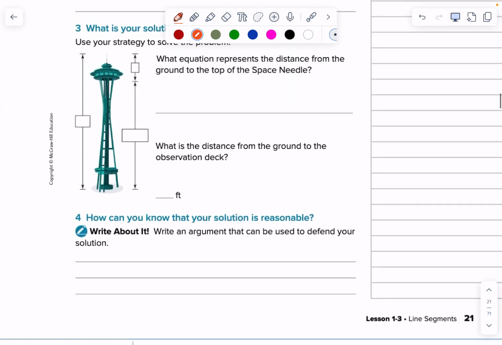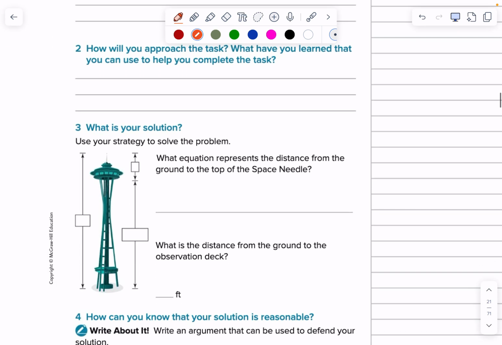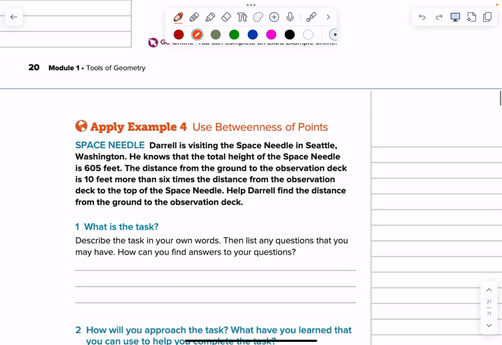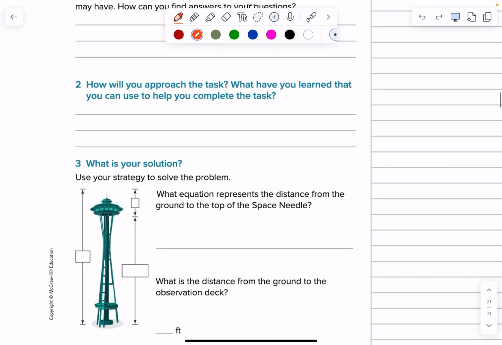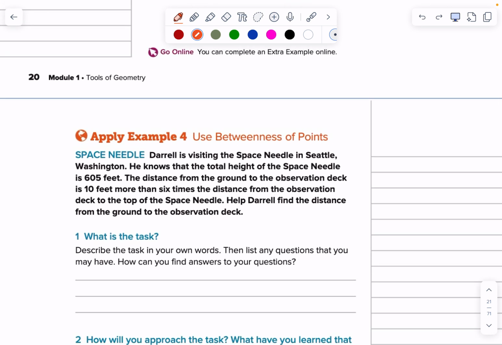Okay. Example 4. Daryl is visiting the Space Needle in Seattle, Washington. Anybody ever been there? I've been to the top of it. That's scary. Yeah. Looking out the window, you're like, oh gosh, we're up really high. Are you able to go higher than that, like to the very top? I don't think so. I think that viewing window is the only place you can go. I'm sure they have tech people up on the top, but I don't know. They won't let normal, regular people go up there.